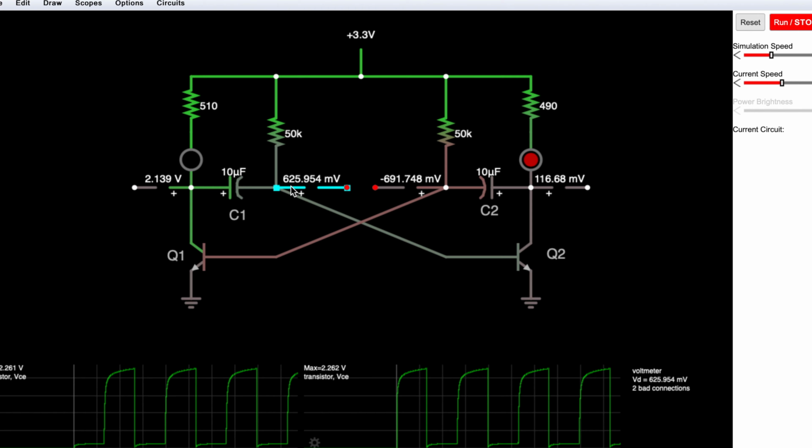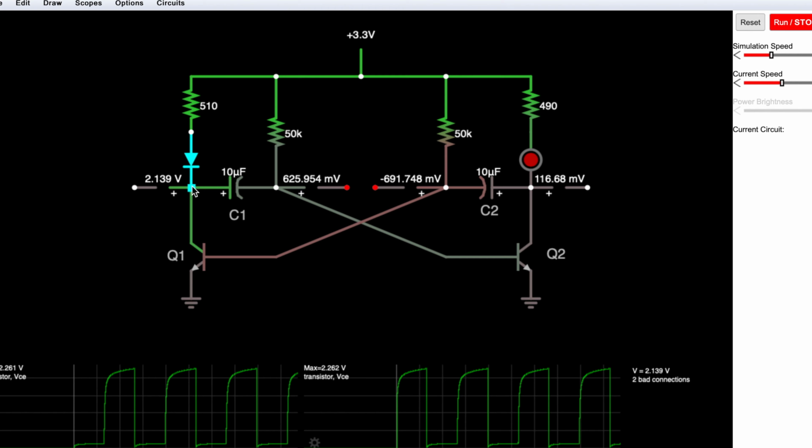That's 0.625 volts, which is the gate voltage to switch on the transistor. For Q1, the left side of C2 is at minus 691 millivolts, which basically switches off transistor Q1. Because transistor Q1 is switched off, more or less all the 3.3 volts is applied here on the left side of C1.